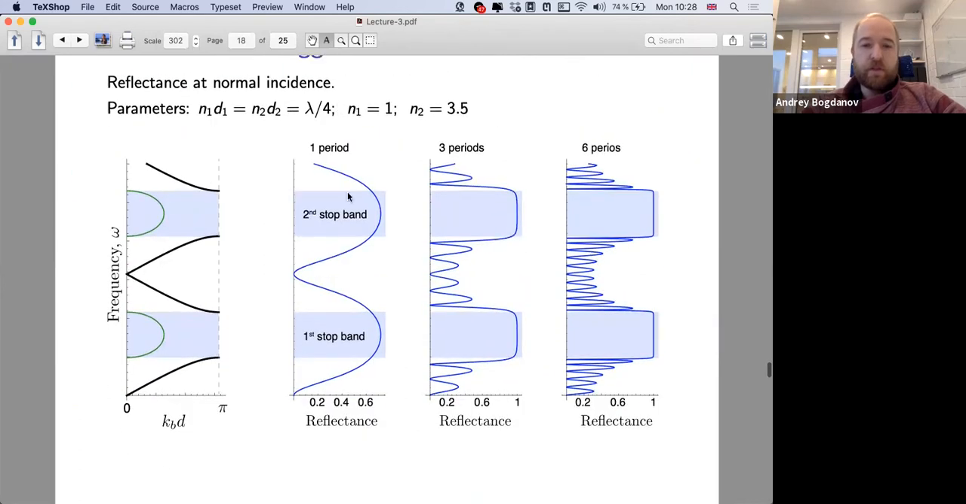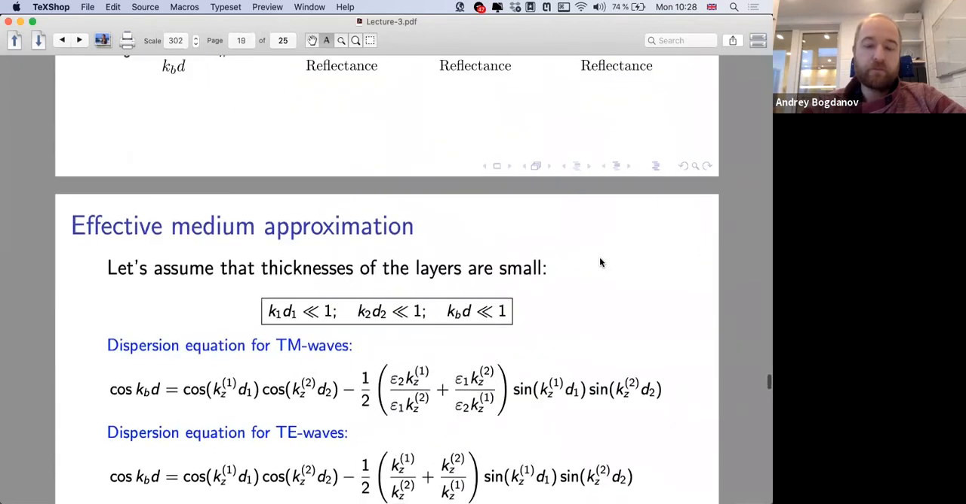This is a finite formula. So these are some examples. Here we see how the reflectance depends on the number of layers. If you increase the number of layers, we see this so-called Ewald table.